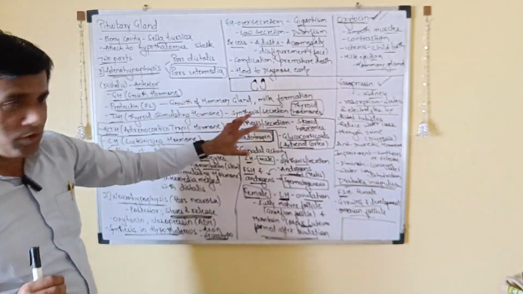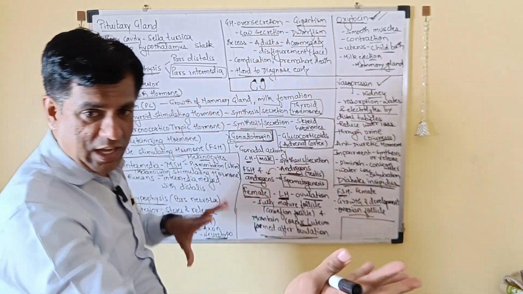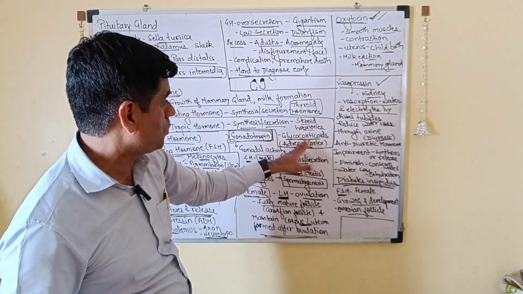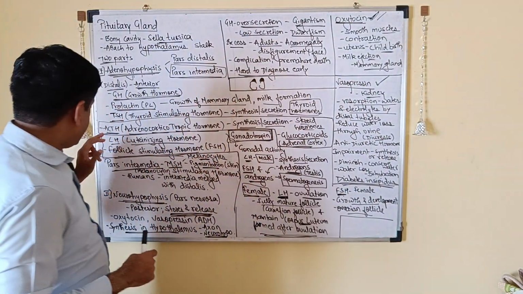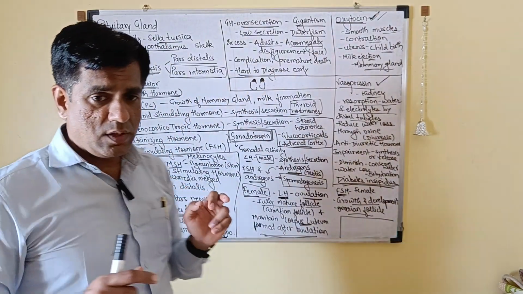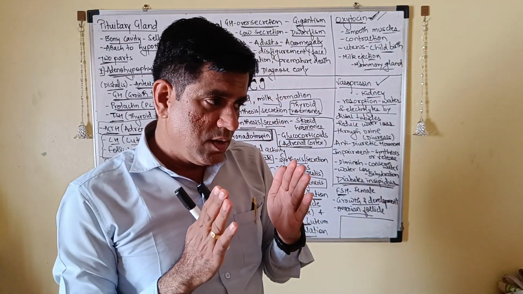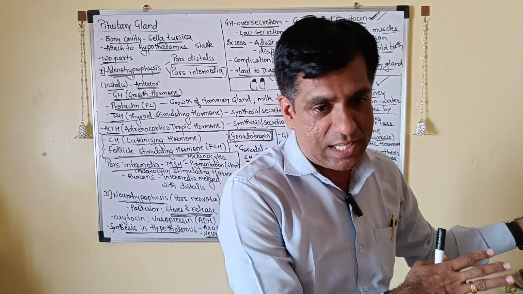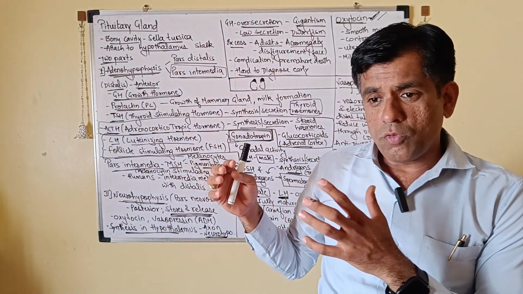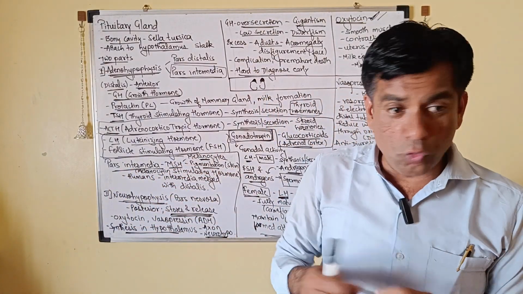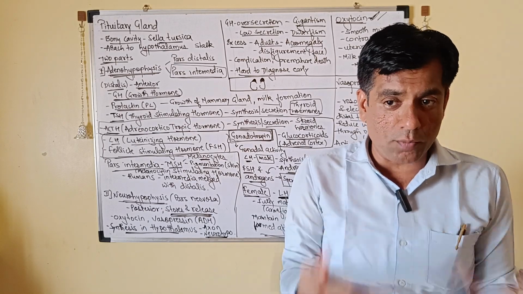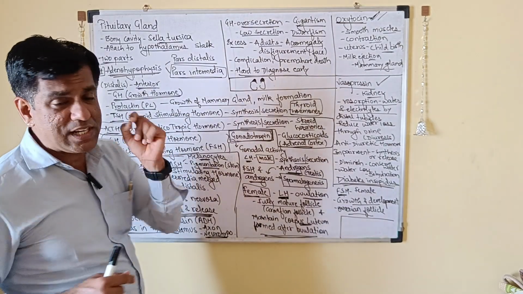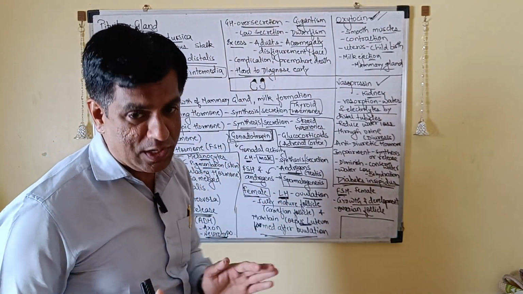TSH acting on the thyroid gland to produce thyroid hormones. ACTH acting on adrenal cortex for steroid hormones like glucocorticoid. LH and FSH in males: for production of sperms, FSH, and for production of androgens, LH. In females, for production of ovum, FSH, for ovulation, release of ovum, and then corpus luteum, that is your LH. Then pars intermedia, melanocyte stimulating hormone, not that developed in humans.